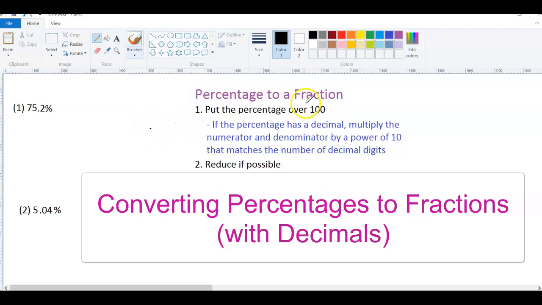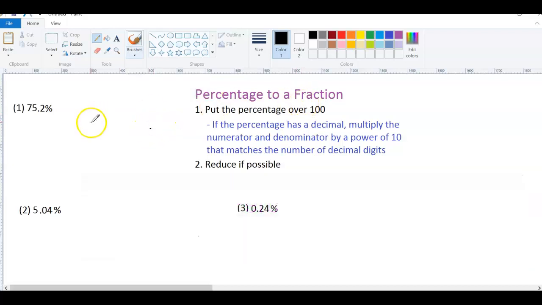Percentage to fraction when the percentage has a decimal. So in a previous video I did a percentage to a fraction, but those percentages did not have decimal points like this one. So it's still the same two steps. First we're going to put the percentage over 100, but then we're going to do a sub-step to make sure that we get rid of the decimal, and then reduce.